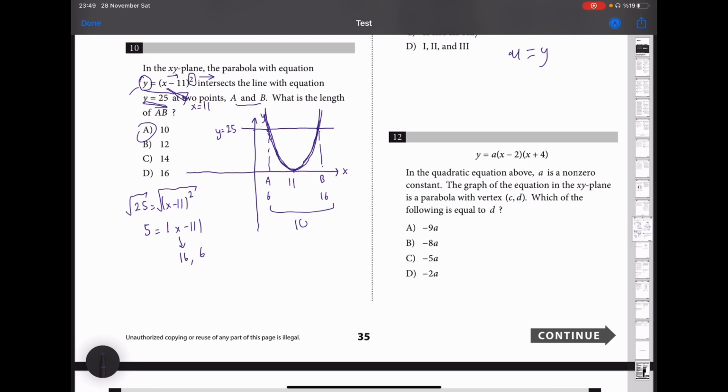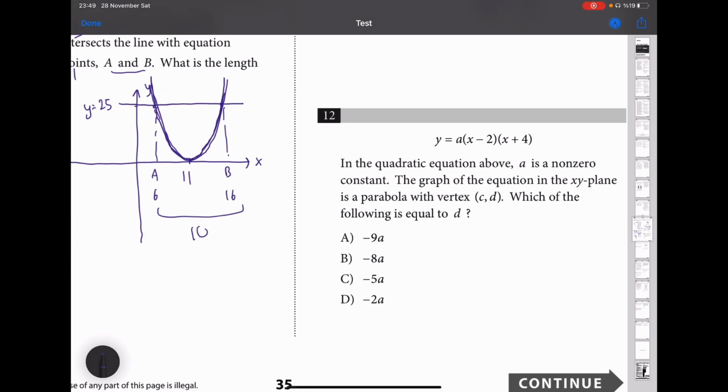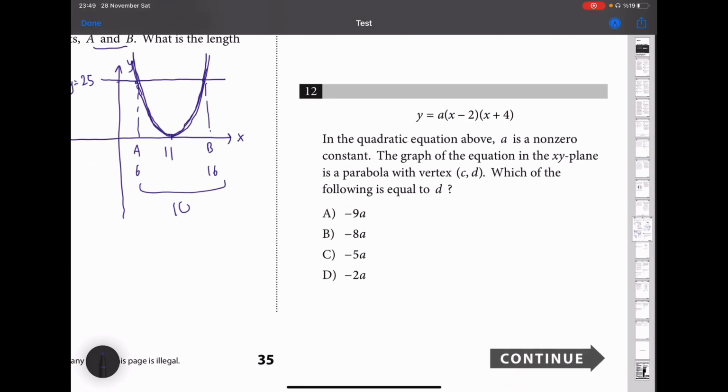In the quadratic equation above, a is a non-zero constant. The graph of the equation in the xy plane is a parabola with vertex (c, d). Which of the following is equal to d? Okay, let's draw the x and y plane again and try to understand the behavior of the parabola. I can see that when x equals 2, y is 0, right? And when x equals minus 4, again, y is 0.